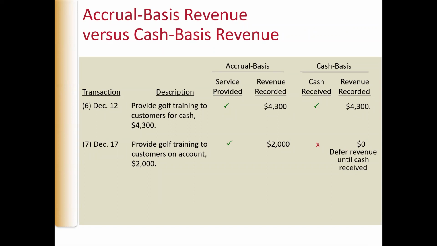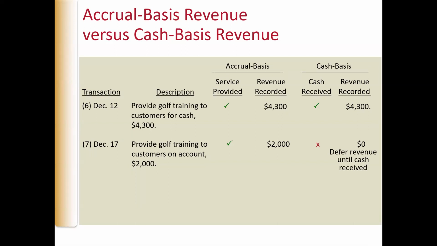Now, if we were using the cash basis of accounting, that means we record the revenues only when we get cash. Did we get cash? Yes. So the transaction on December 12th, actually, we would record those revenues, both of them, the same. Under accrual basis it works, under cash basis it works. But look at December 17th.